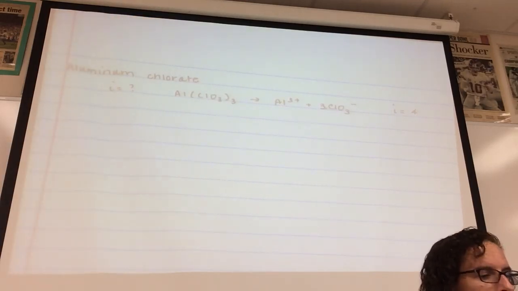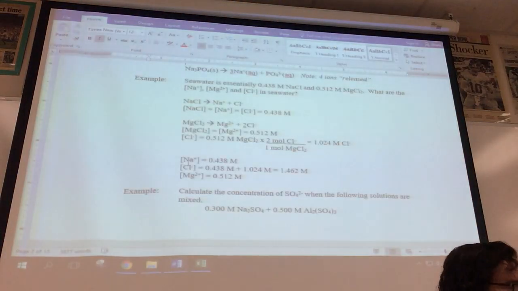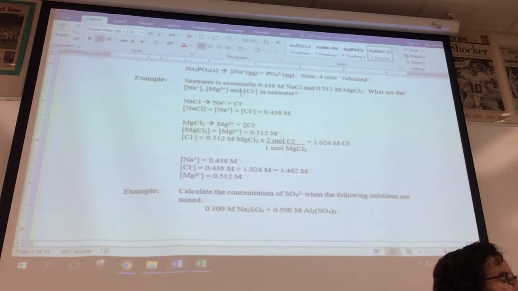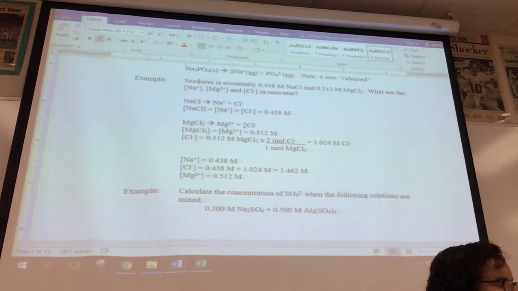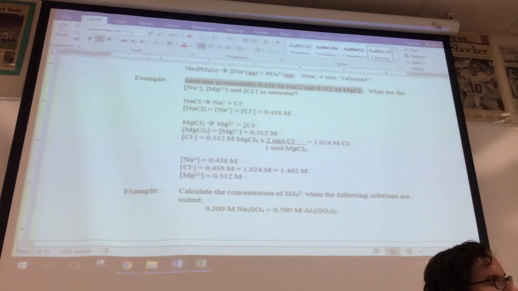All righty. This too is review from the previous chapter. We'll take it to a new level, but I know you'll do really well with it. This is really not a great problem without a calculator. I'll give you one that is afterward, but I like this one because we essentially live on the ocean. It says seawater is essentially 0.438 molar sodium chloride and 0.512 molar magnesium chloride. We want to know the concentrations of sodium ion, magnesium ion, and chloride ion in salt water.